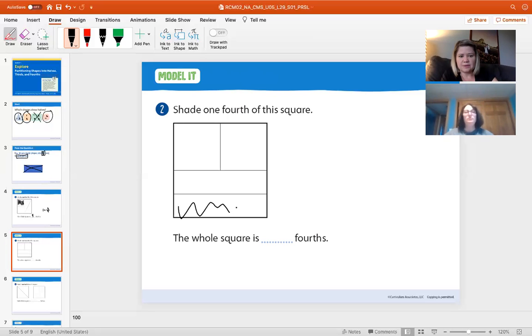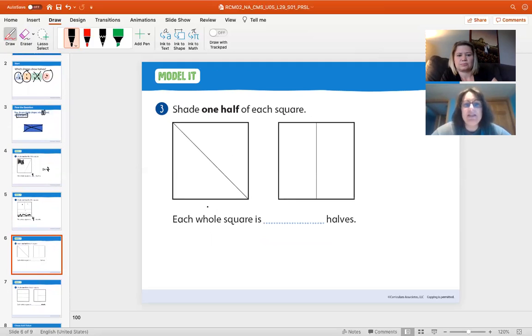I'm going to pick this one, right? I can shade any one of these boxes. Do I want to shade more than one though? No. If you look at the whole square, how many fourths are there? There's 1, 2, 3, 4, right? So there are 4 fourths.